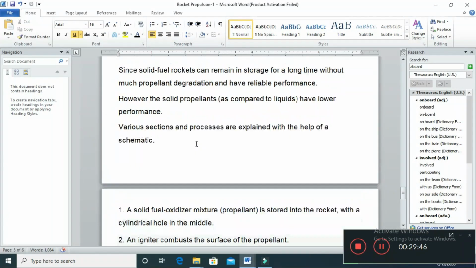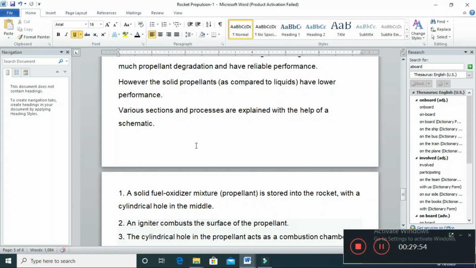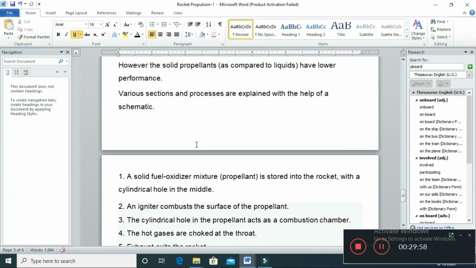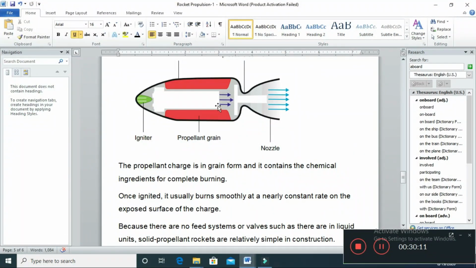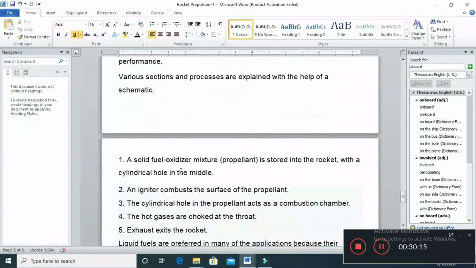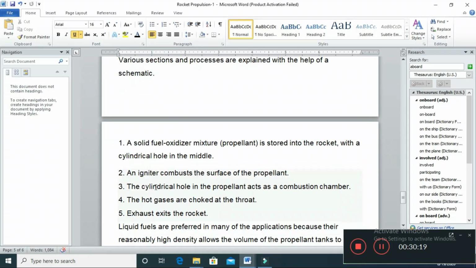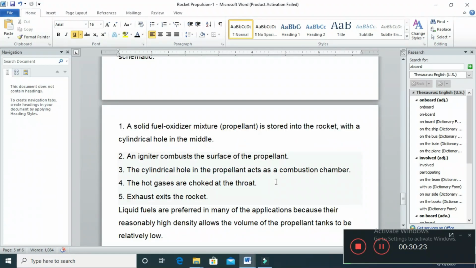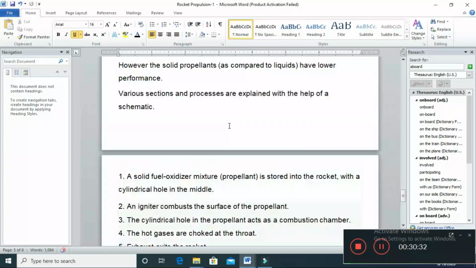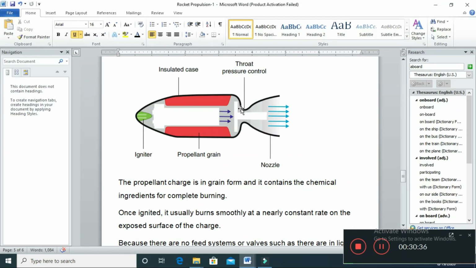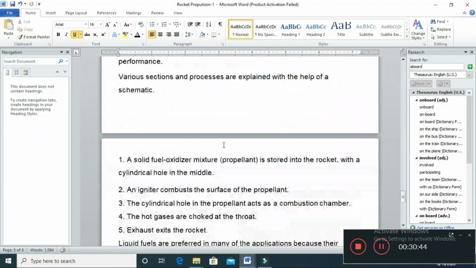The limitation of solid propellants is that the performance of the solid fuel is relatively less. That is, the thrust produced is relatively less in case of solid fuel. These are the various steps, various processes. The solid fuel oxidizer mixture is stored in the rocket. So this is the storage region, and there is a cylindrical hole in the middle. There is initial combustion through an igniter. The cylindrical hole acts like a combustion chamber. So the middle section is a combustion chamber, and due to the combustion process the thermal energy, internal energy, is increased, and the gases move through the nozzle with high velocity, and in the end we have the converging-diverging nozzle.